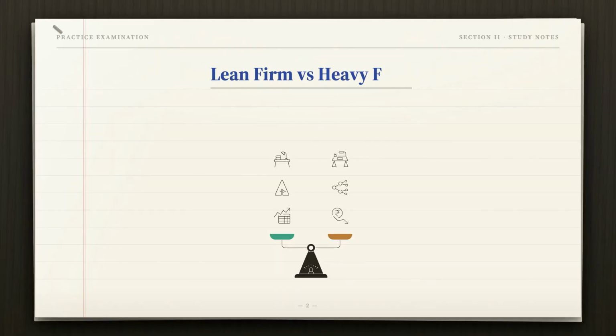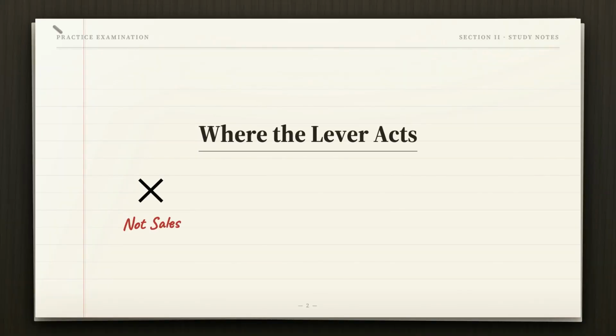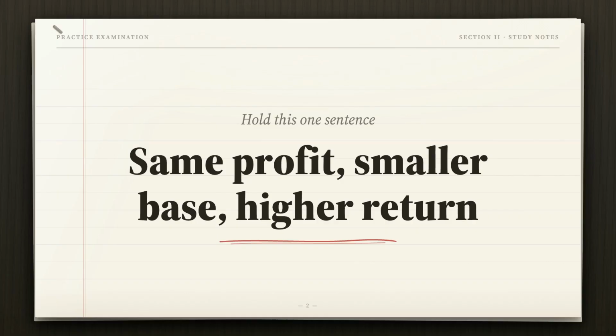Picture two firms with identical sales and identical profit, both financed entirely with equity. The lean firm has a smaller asset base, so that same profit measured against less capital produces a higher return, maybe 10% versus 7% for the heavy firm. A firm trimming inventory, tightening credit, and holding less cash isn't raising sales or margin directly. It's shrinking the asset base needed to run the same business. And that's the real lever behind the rise in return. The DuPont equation later formalizes this exact logic. For now, remember: same profit, smaller base, higher return.